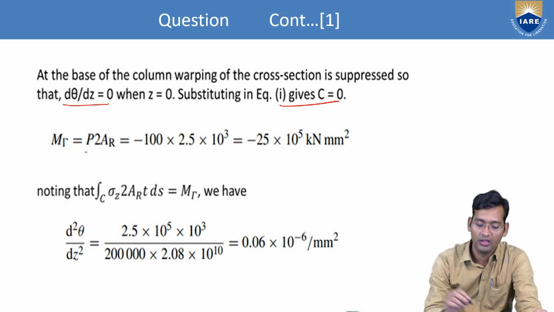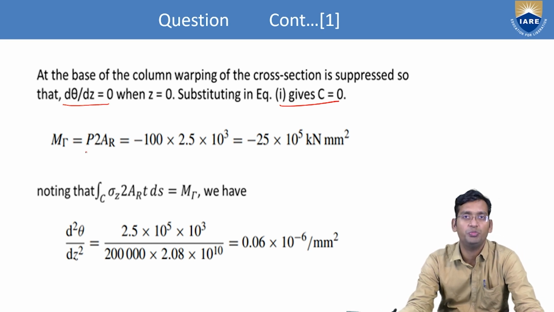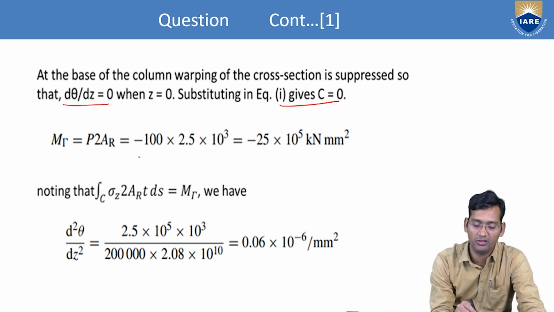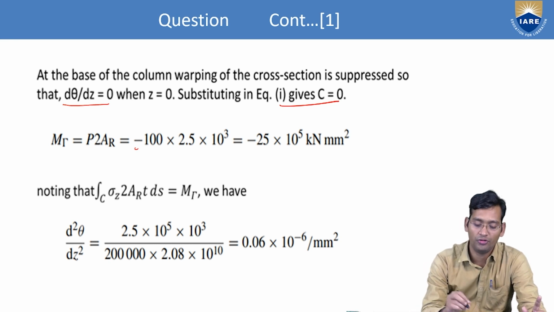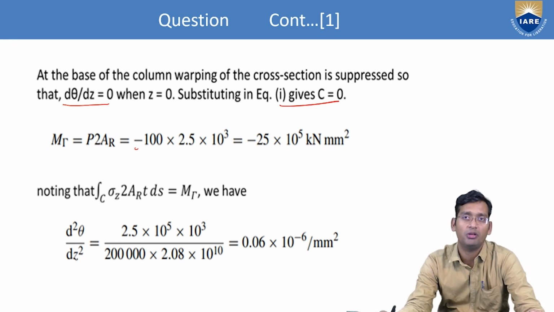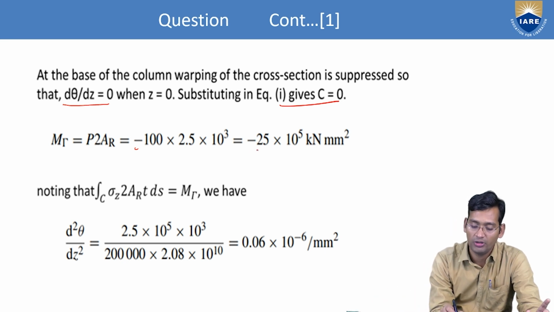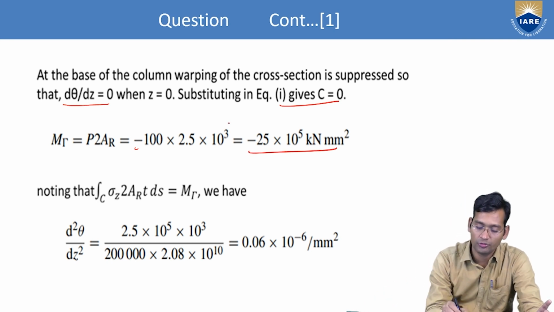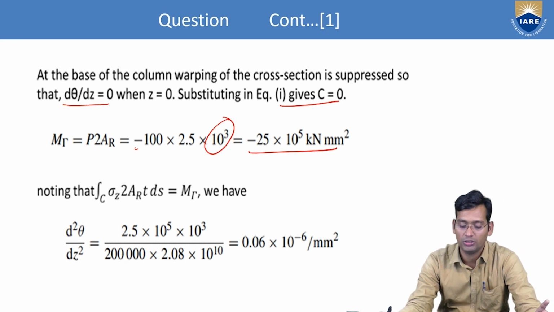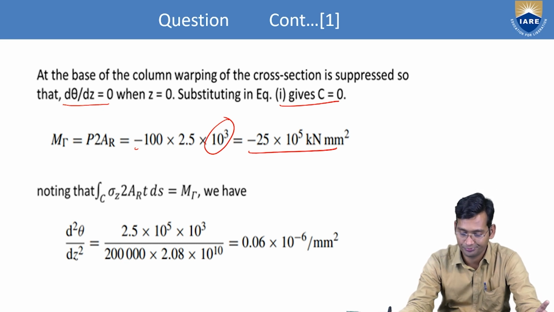Now Mτ equals P into 2ar. That P is given as minus 100. And 2ar, we just found that as 2.5 into 10 to the power 3. So that gives 2.5 into 10 to the power 5 kilonewton per mm square. So this is converted into kilonewton.